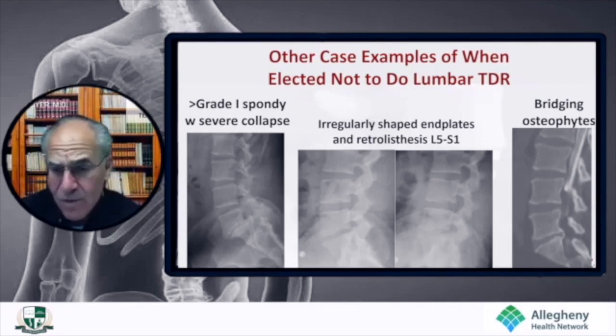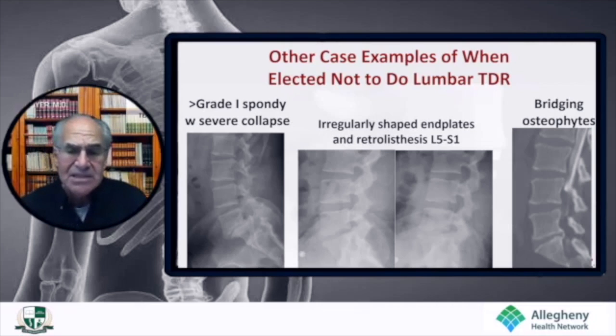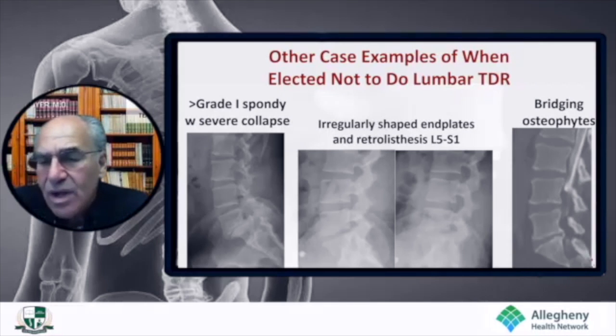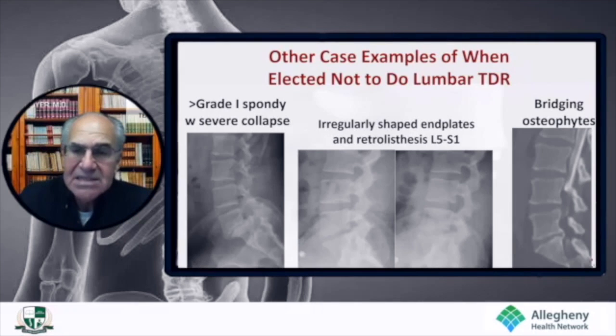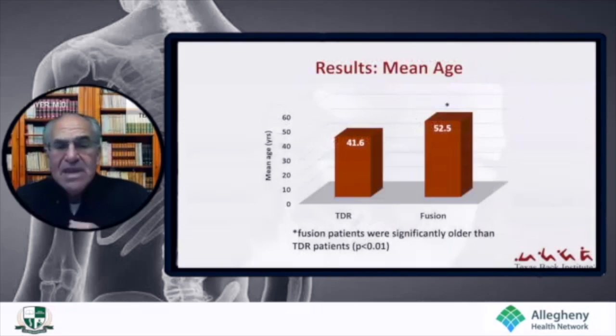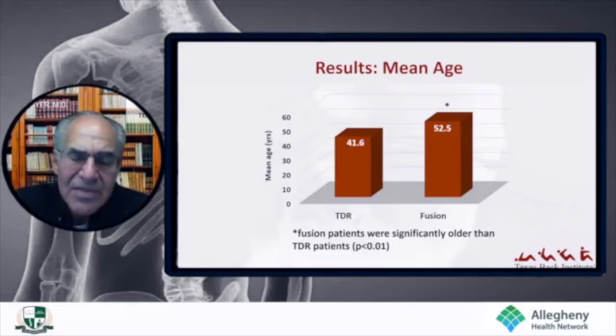This far right one was a patient of mine that I originally had planned to do a TDR, and then we got a CT scan, and we can see the bridging osteophyte at the L5-S1 level. That looked like a disc herniation on the MRI scan, and this is why we commonly will do CT scans now so that we don't get fooled. So if we look at the mean age of those that had fusions versus those that had TDR, again, fusion patients were significantly older, and this would correlate with the more degenerative changes that we see that may not be amenable to disc replacement.